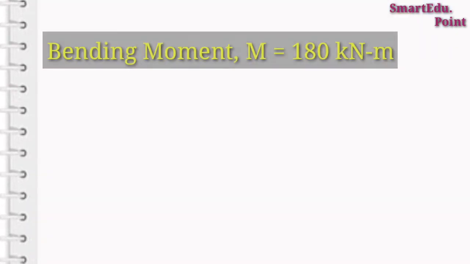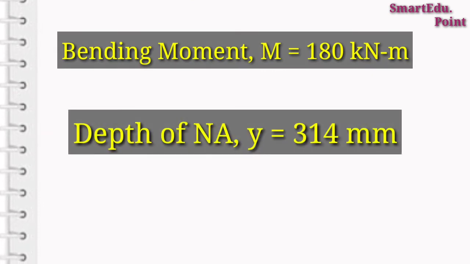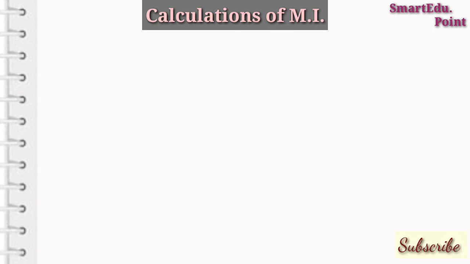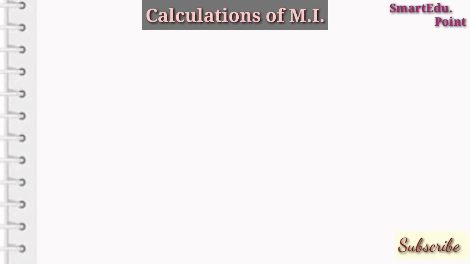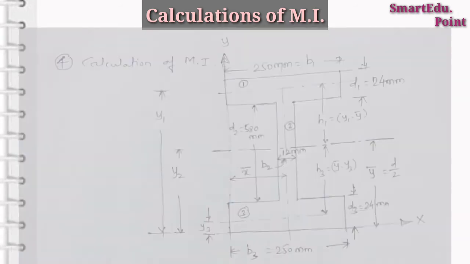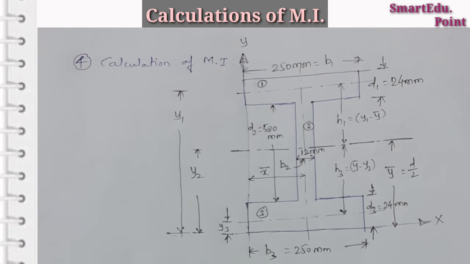As we have obtained the bending moment and the depth of the neutral axis, it remains to find the moment of inertia of the given steel I section. Now, next step, we will find the moment of inertia for this section, as it comprises three simple rectangular sections, that is top flange, bottom flange and vertical web. We will divide it into three parts.